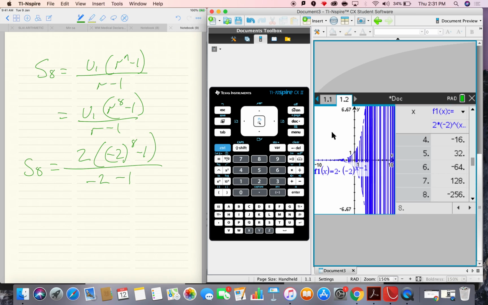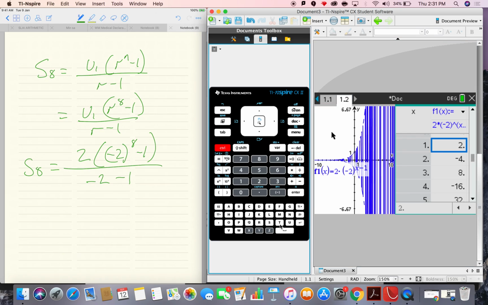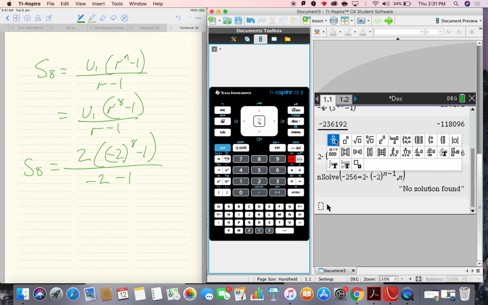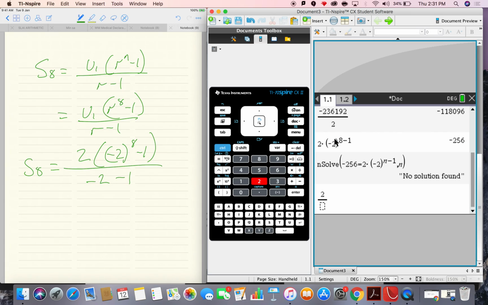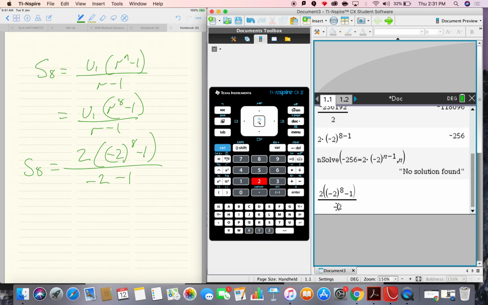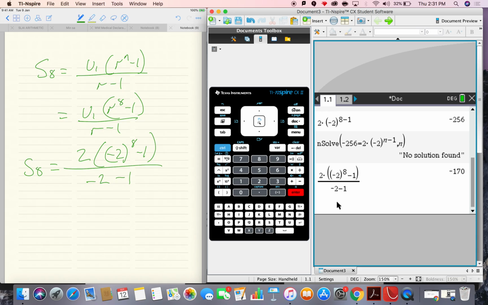I'm actually going to turn off this table by pressing Control T again. So Control T just toggles the table on and off. But now I'm going to go back to the calculator page, and I'm just going to type in this. I'm going to use the fraction button, which is next to the number 9. On it goes. So 2, open bracket again, negative 2, close the bracket, and then exponent 8, and then arrow to the right to bring it down to the same level, and negative 2 minus 1 denominator, total S of 8 equals negative 170.